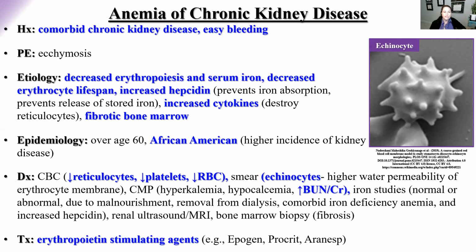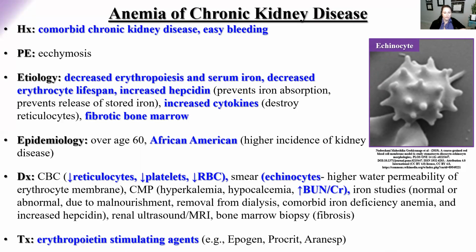On smear, you may see a special cell called an echinocyte that you can see in the picture here. Echinocytes happen because there's a higher water permeability of the erythrocyte membrane, so they get this kind of spiky appearance to it. On CMP, findings that are common in chronic anemia: hyperkalemia, hypocalcemia, an increase in your BUN to creatinine ratio because we know we're in kidney disease.